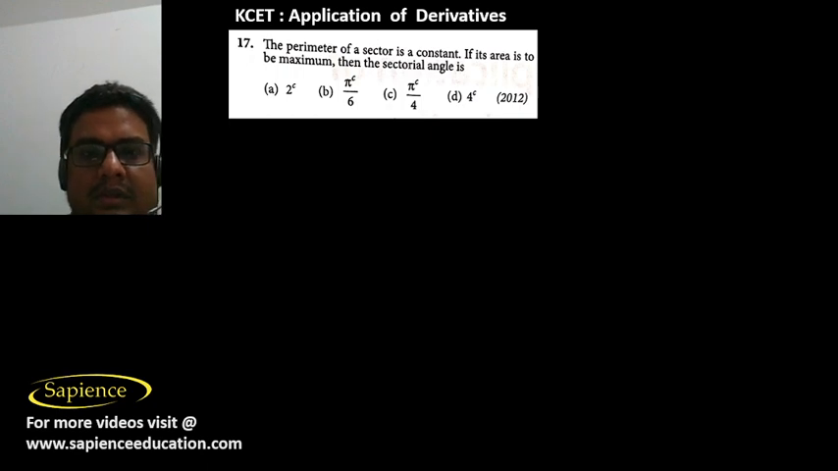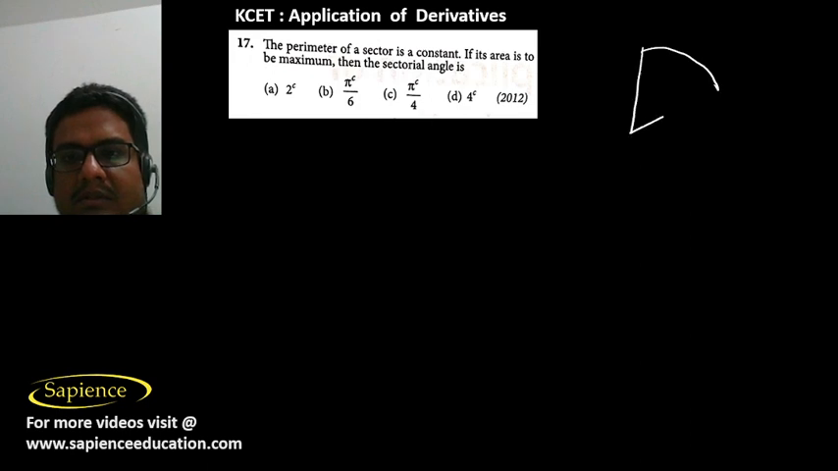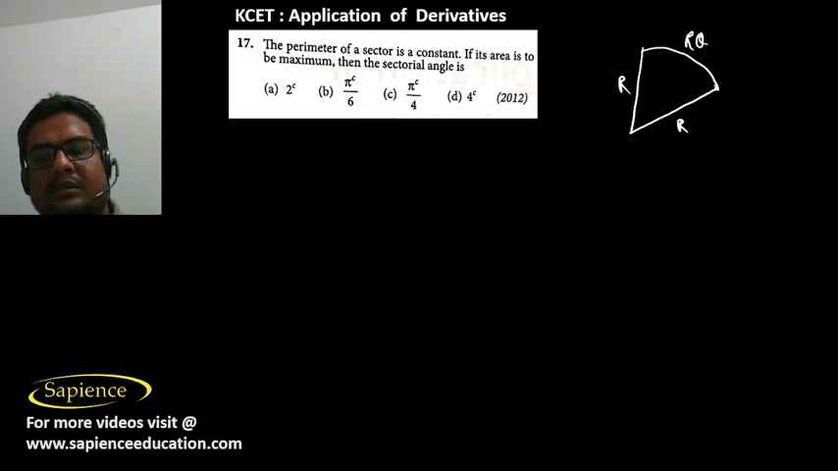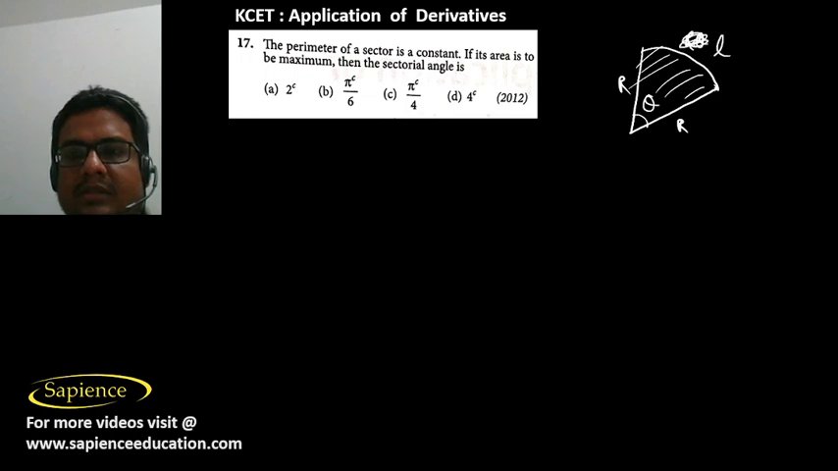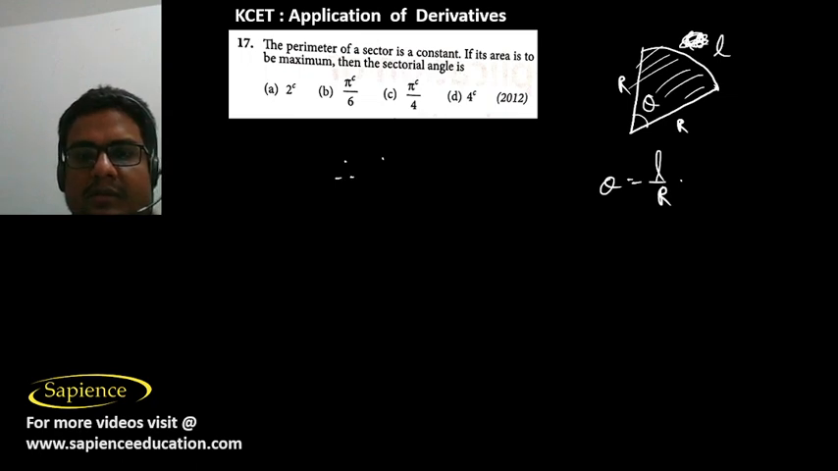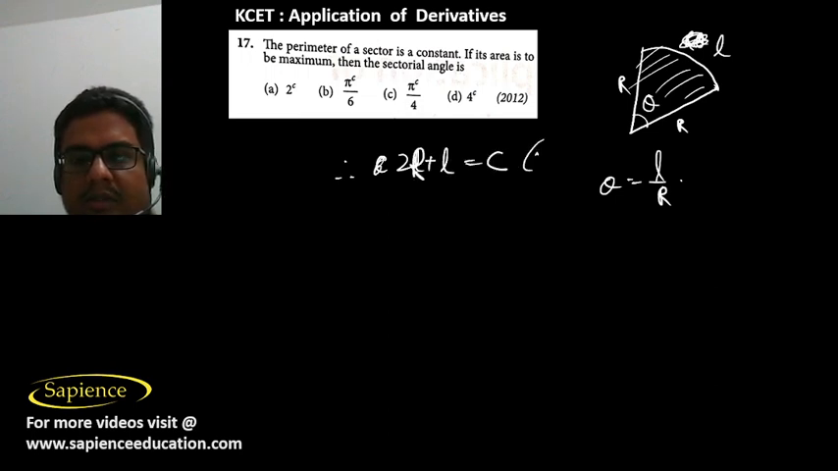Then in question number 17 it is told the perimeter of a sector is constant. A sector is given, the perimeter, that is 2r plus r theta, is constant. If the area is to be maximum, then the sectorial angle should be how much? Let's call the arc length L. So theta is equal to L by r. Therefore the perimeter is constant, so that is 2r plus L, equal to some constant C.